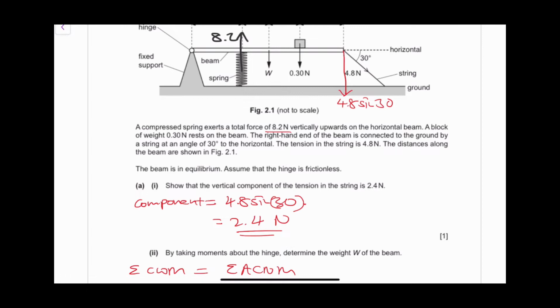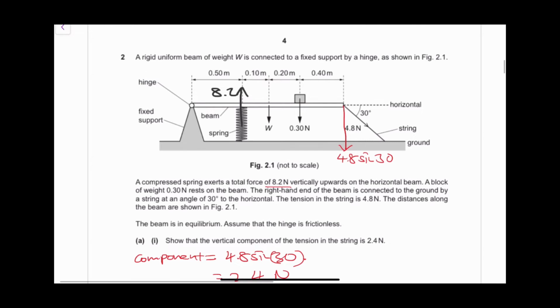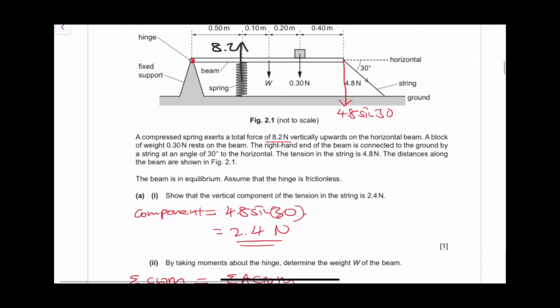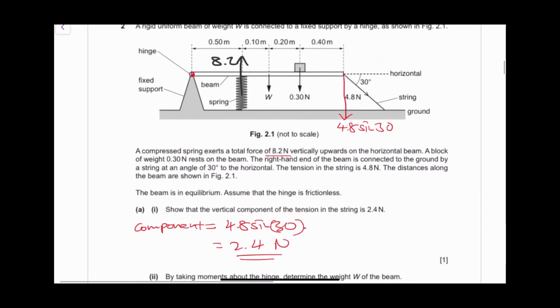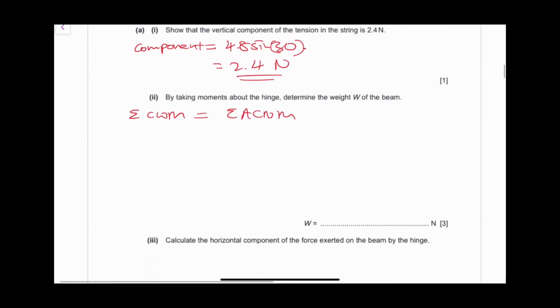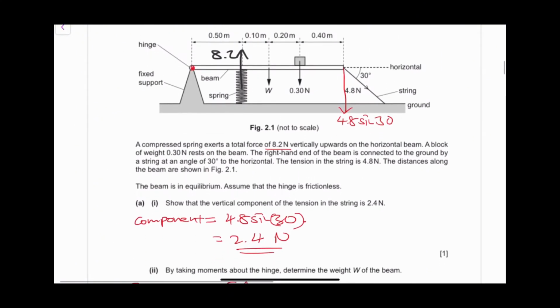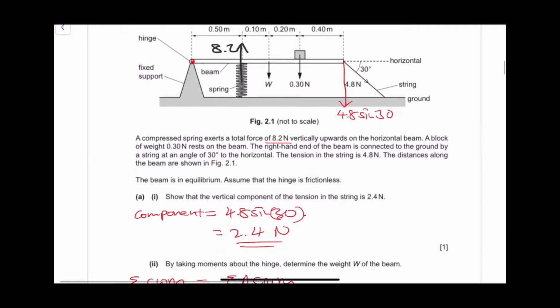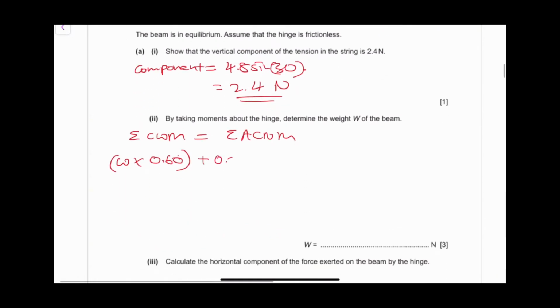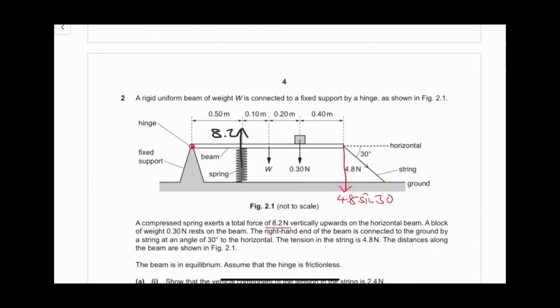If we look at those forces, we have one force, which is 0.30, acting in that direction, and we also have this force, again acting in that direction. So we have to be very careful. This is our hinge, and all the forces acting in that direction will be equivalent to one force acting up. Let's start with the clockwise moments, the first one being W. So it will be W times the distance of 0.60, the perpendicular distance from the pivot itself, 0.60, and you have 0.30 plus 0.30 multiplied by this distance, which is 0.50 plus 0.10 plus 0.20.